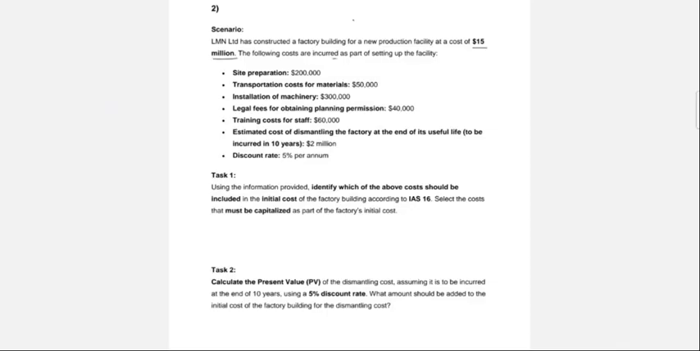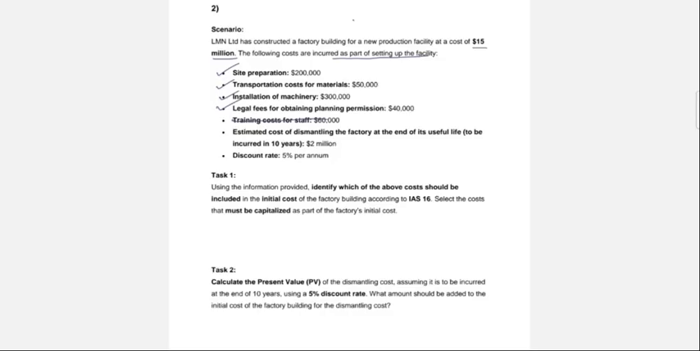The following costs are incurred as part of setting up the facility. Site preparation, capitalized? Yes. Transportation cost? Yes. Installation of the machinery? Yes. Legal fees for obtaining planning permission? Yes. Otherwise, how would I plan and how would I know when to install the asset? Right? Training cost of staff?